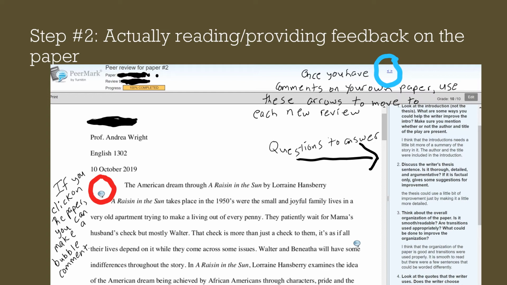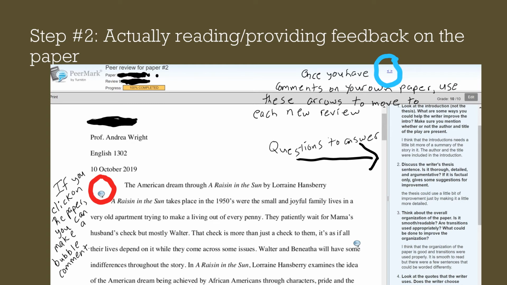So you answer those questions on the right bar, and then take a look on the left side of this page where I've circled that bubble in red. If you click on the paper anywhere, you can make bubble comments. And those bubble comments are not required, but they are certainly helpful. They will help others, and you will be helped if you also have bubble comments. So I may consider giving a little bit of extra credit if you put bubble comments in the papers that you read, both papers.